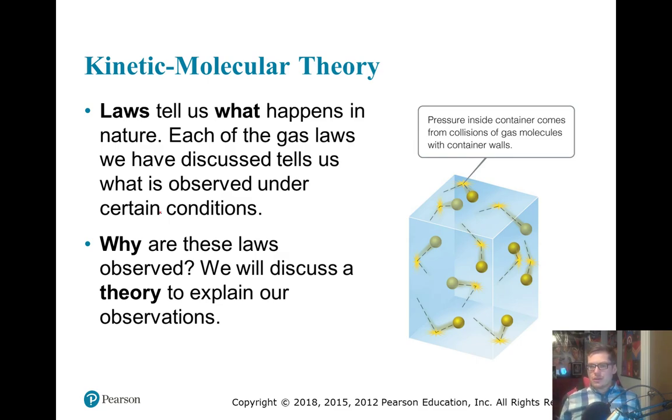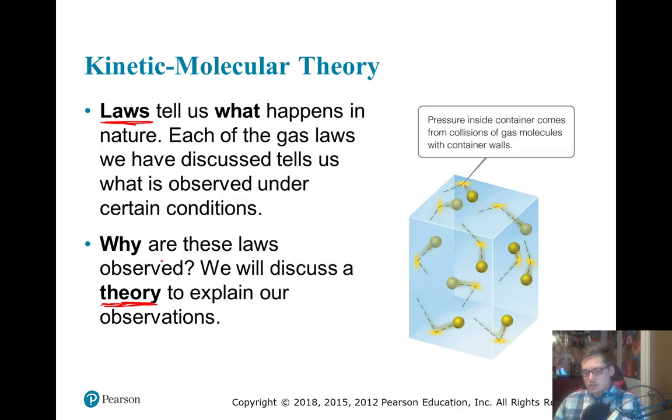Alright, kinetic molecular theory. So, just briefly, just to remember how things are going here, just basic science stuff. Laws tell us what happens in nature. Specifically, we've been talking about all these gas laws: ideal gas law, Boyle's law, Charles' law, all this stuff. And so this tells us what is going to happen based on certain conditions. Now, in order to explain why those things happen, we develop theories. So laws tell us what is going to happen. The theory is our explanation as to why.